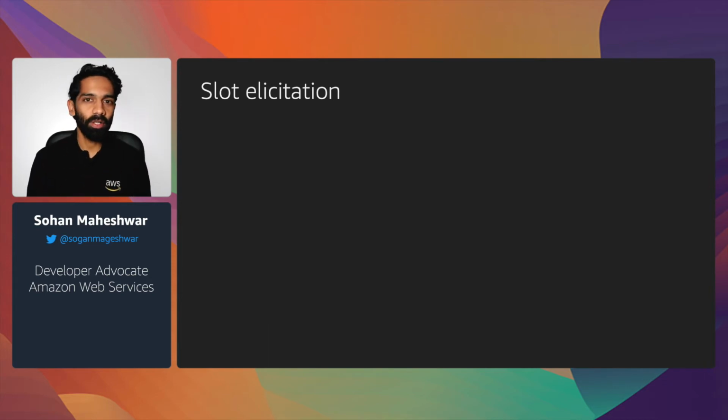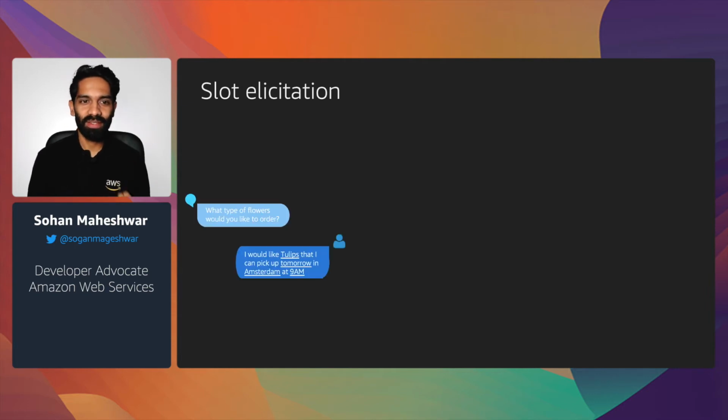Now, you would hope that all your users and all your customers would talk like this, where your bot says something like, "Hey, what type of flower do you want?" And the customer says, "I would like tulips that I can pick up tomorrow in Amsterdam at 9 a.m." So in one shot, they're giving you all four pieces of information, which is great. But unfortunately, or fortunately, this is not how we talk or communicate as humans. Imagine if you were to call up your local flower seller and they say, "Hey, what flowers do you want?" or "Hey, how can I help you?" You won't give them all these pieces of information in one shot.